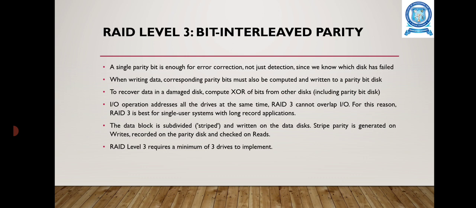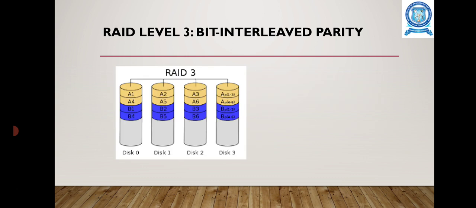Next are the disadvantages. The main disadvantage of RAID level 3 is that the controller design is fairly complex, and it is very difficult and resource intensive to do as software RAID. This is the diagrammatical representation of RAID level 3. Here 4 disks are available. The disks are partitioned into blocks, that is A1, A2, B1, B4, like this. Here in disk 3 the parity bits are added.